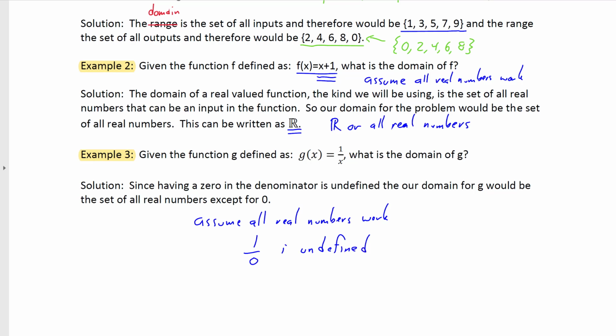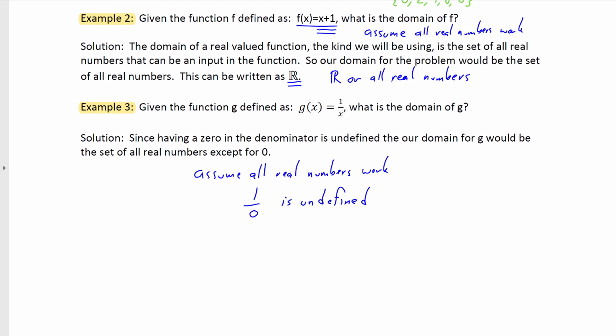Anything else works. We can divide 1 into all sorts of different numbers of pieces, and everything's fine. But we don't know what it means to divide something into 0 pieces. So 1 divided by 0 is undefined. So our answer then is all real numbers except for 0.